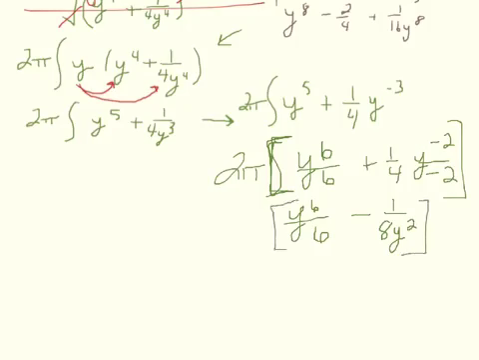And my boundaries, oh shoot, I forgot what my boundaries were. Oh, my boundaries were 1 and 2. Okay, and then don't forget about 2 pi out here. So when I plug in 2, the 6th power is 64, so I get 64 sixths. And when I plug in 2 in my second fraction, I get 1 over 32. Gross. Okay, subtract what you get when you plug in 1. That gives me 1/6 and minus 1/8.